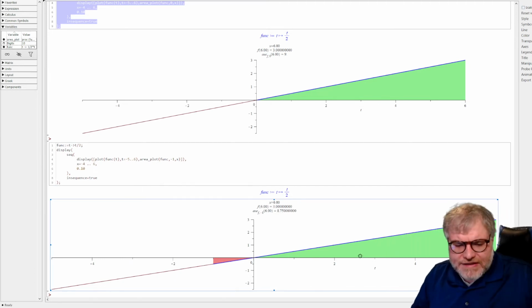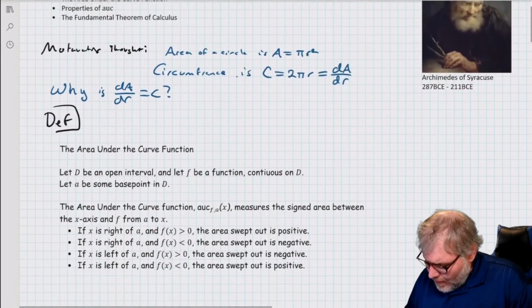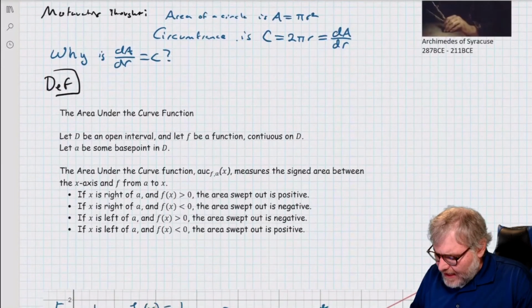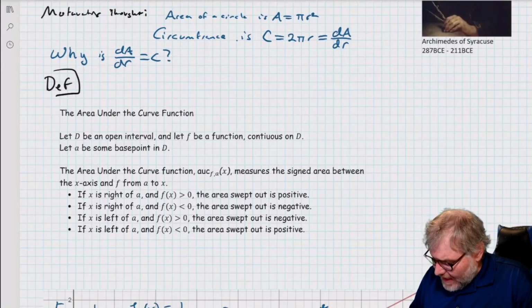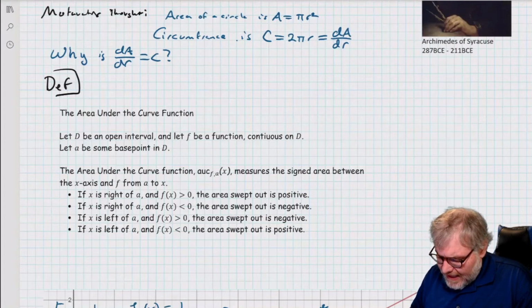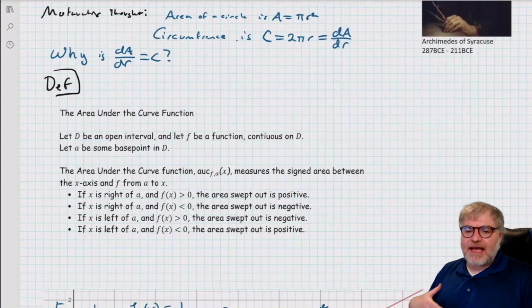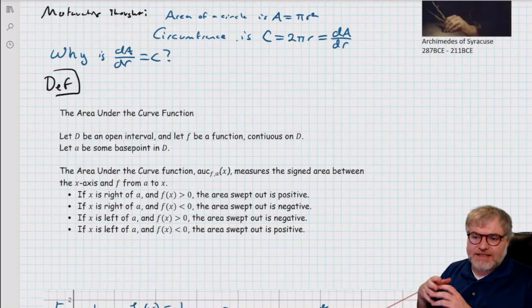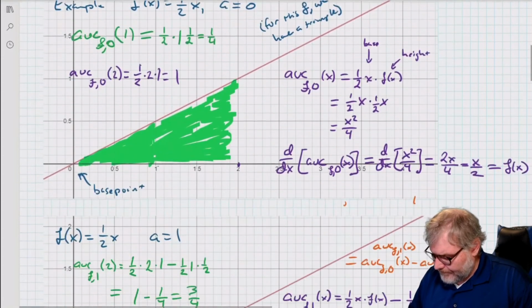So the rules for this thing are: if x is right of a and f of x is greater than 0, I'm sweeping out positive area. If x is right of a and I'm under the axis, the area sweeping out will be negative. And if I'm left and above, it's negative. And if I'm left but below, it's positive. Okay.